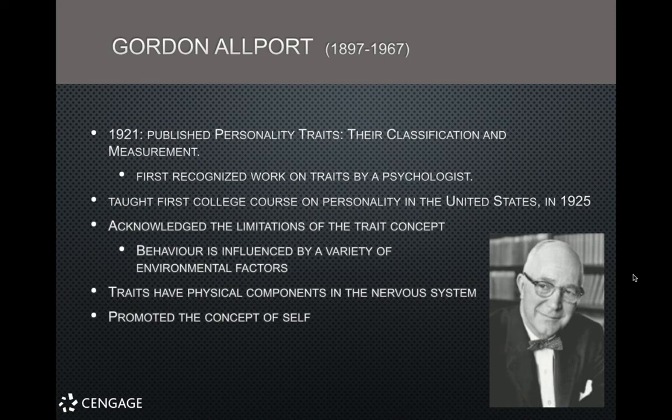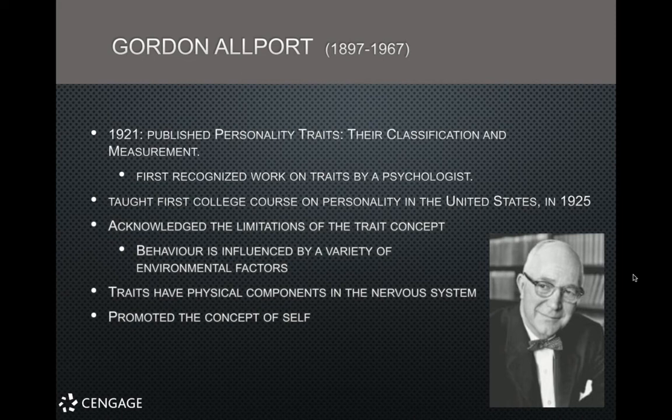So, what was Gordon Allport most famous for? First of all, his published work that came out in 1921 called Personality Traits, Their Classification and Measurement was the first recognized work on traits by a psychologist ever. He was also the first person to teach personality as a course in the United States in 1925.